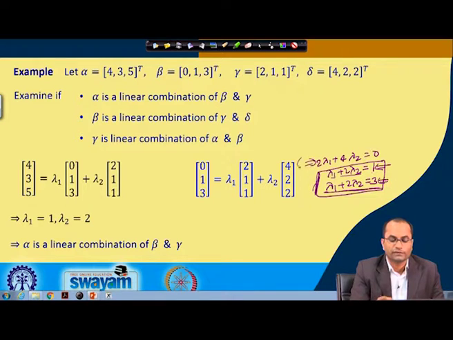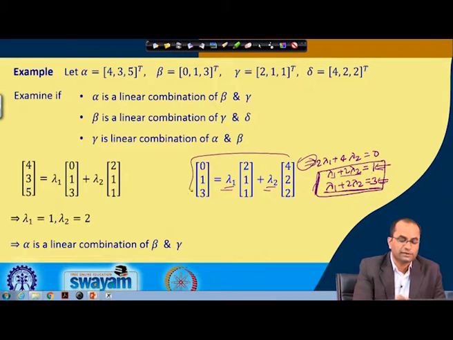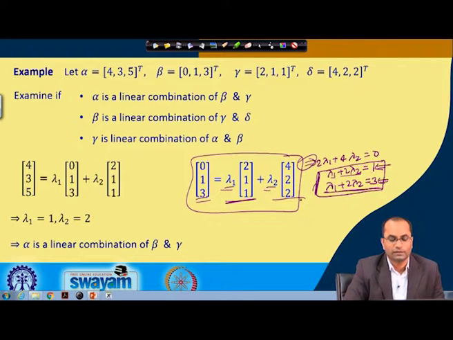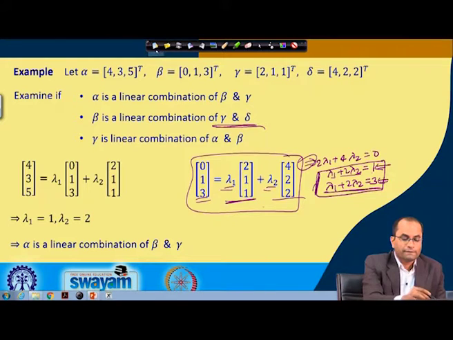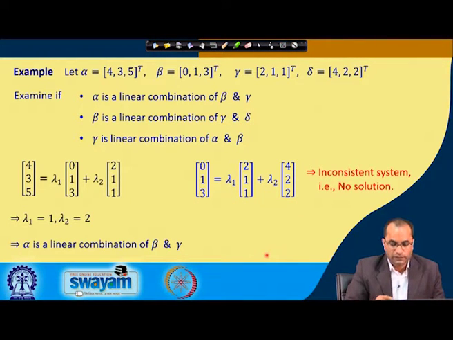Forget about the first one. Here definitely we cannot find such lambdas which can satisfy the relation that beta is equal to lambda 1 gamma plus lambda 2 delta. So, what do we get now? That means beta is not a linear combination of these two elements, gamma and delta. This is an inconsistent system and it has no solution, and therefore, beta is not a linear combination of gamma and delta.